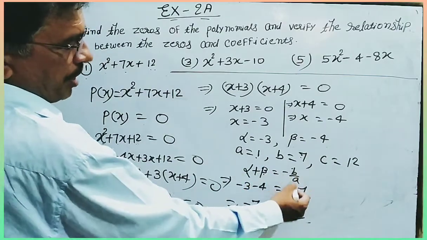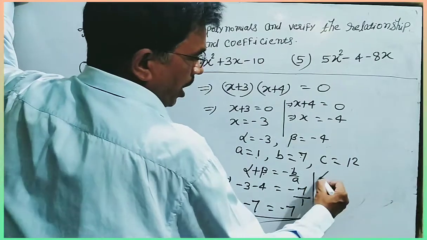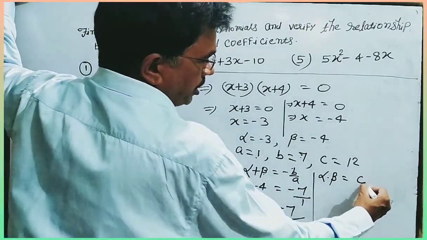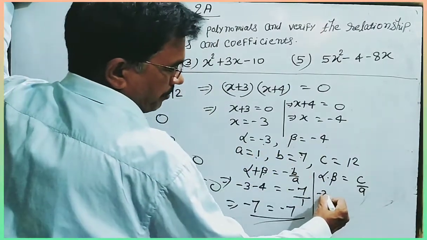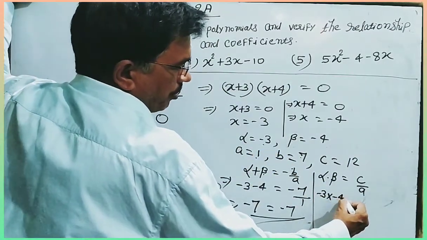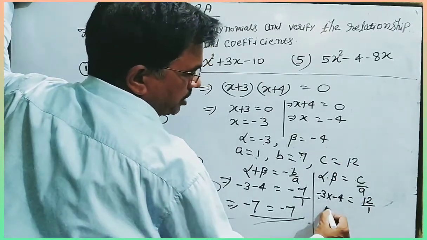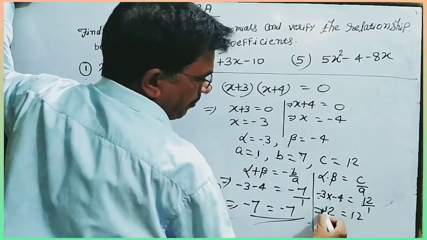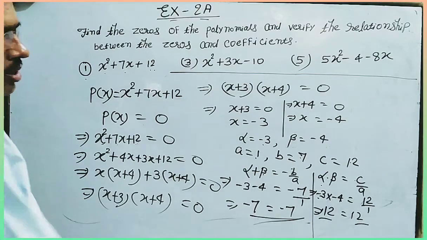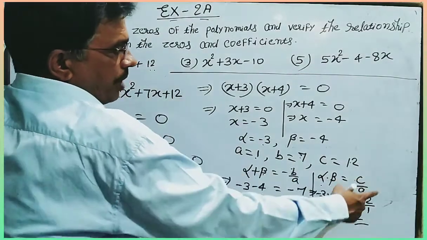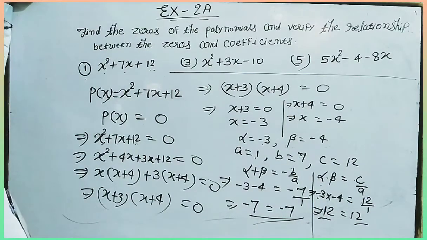Then alpha plus beta is minus b by a. It verifies the relation. The next relation is alpha into beta, that is c by a. What is alpha? Alpha is minus 3. What is beta? Minus 4. c is what? 12. a is 1. Minus 3 into minus 4 is 12, and 12 is equal to 12. That means it also verifies the relation. The product of the two zeros is equal to c by a, and both are 12. So it verifies the relation between the zeros and coefficients.